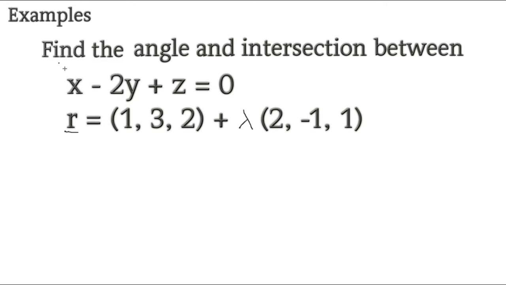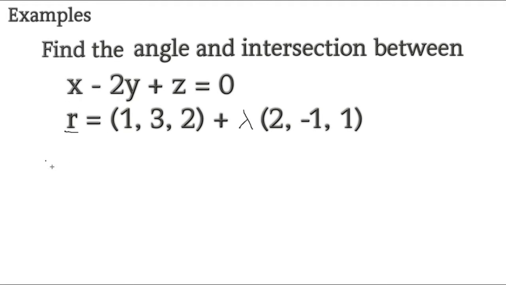So the example is to find the angle and intersection between the vector plane x minus 2y plus z equals 0 and the vector line r equals (1, 3, 2) plus lambda (2, -1, 1). So first of all, we want to find the Cartesian equivalent of the vector line. So let's get that started.